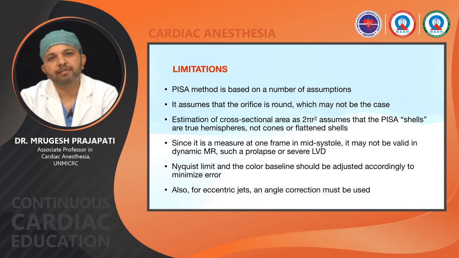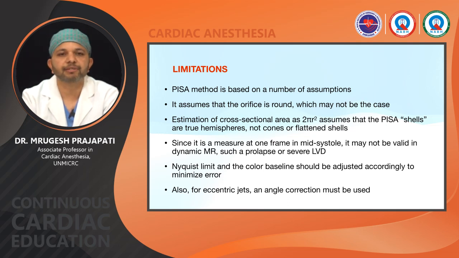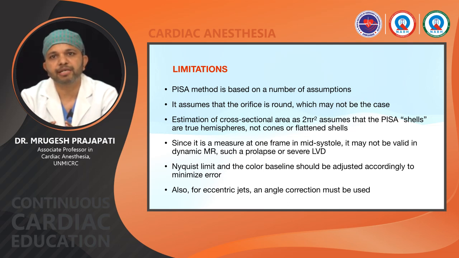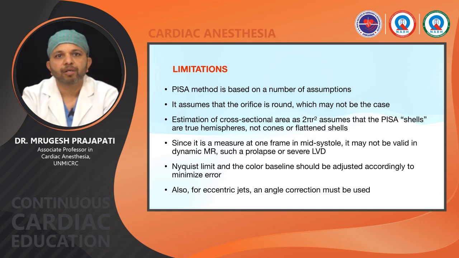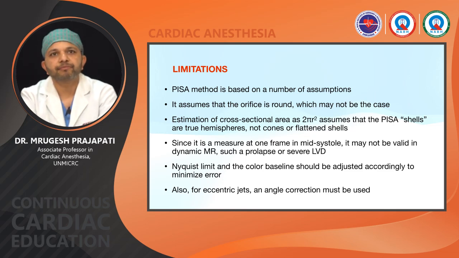Since it is measured at one frame in mid systole, it may not be valid in dynamic MR such as prolapse or severe papillary muscle dysfunction. Nyquist limit and color baseline should be adjusted to minimize error. So, we should keep the Nyquist limit around 40 centimeters per second to calculate through the PISA method. Also, for an eccentric jet, an angle correction must be used.